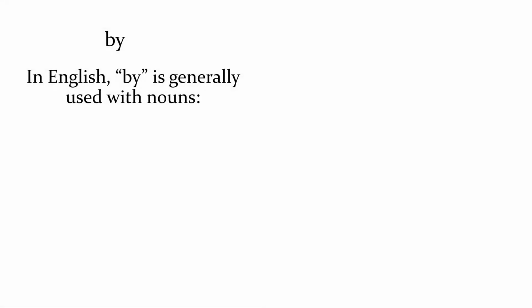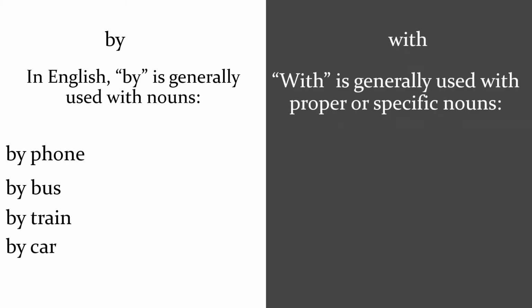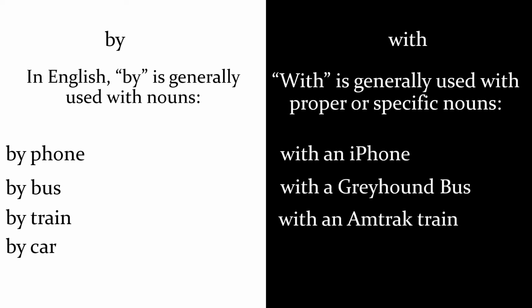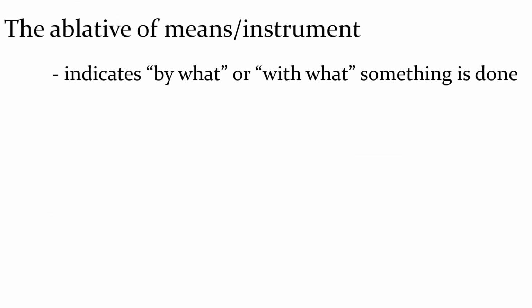So when we talk about the ablative of means or instrument in English, it usually means we use by or with, like by phone, by bus, by train, by car. And we use with generally with proper or specific nouns, with an iPhone, with a Greyhound bus, with an Amtrak train, with my car. Okay? Both of these basically have the same function. We just have a slight difference in how we use them in English. In Latin, it doesn't matter.